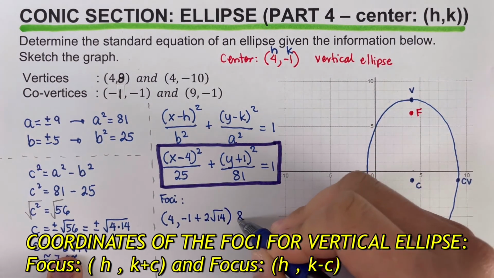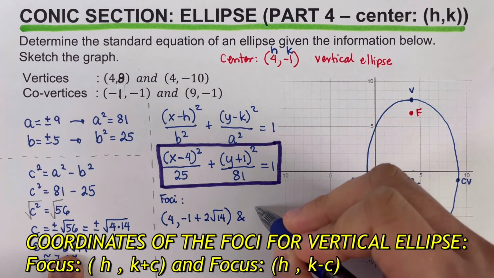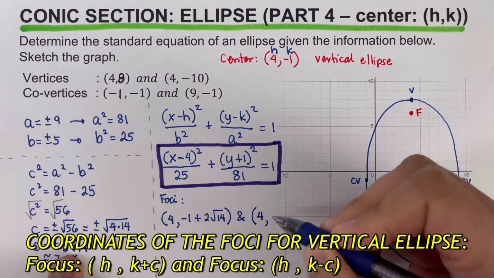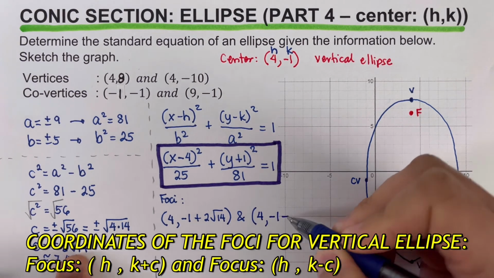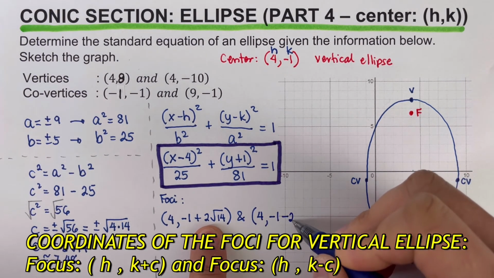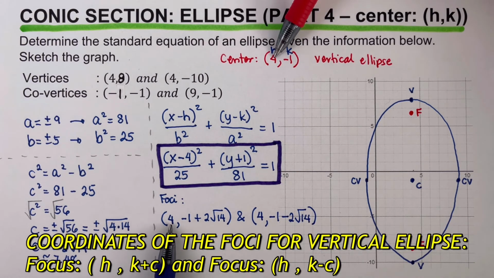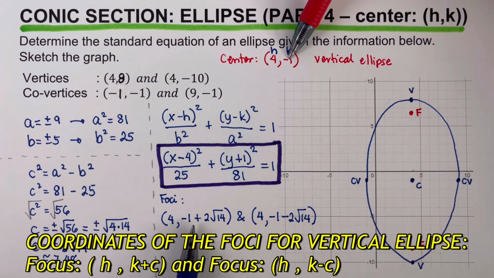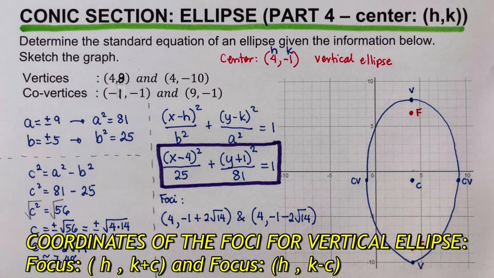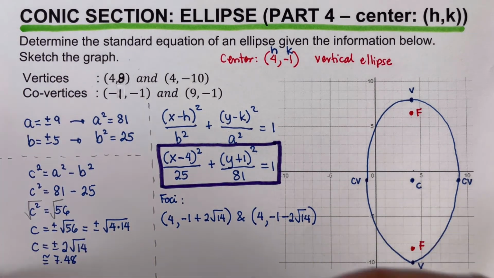And the other coordinate of the focus would be 4, and then -1. This time around, we subtract this c, so minus 2 square root of 14. Again, please notice that it's exactly the same as the coordinates of the center, (h, k), but we're just adding the c to the k. So that is (4, -1) and we add the c, and (4, -1) and we subtract the c. And so we can go ahead and determine as well the length of the major axis and the length of the minor axis.